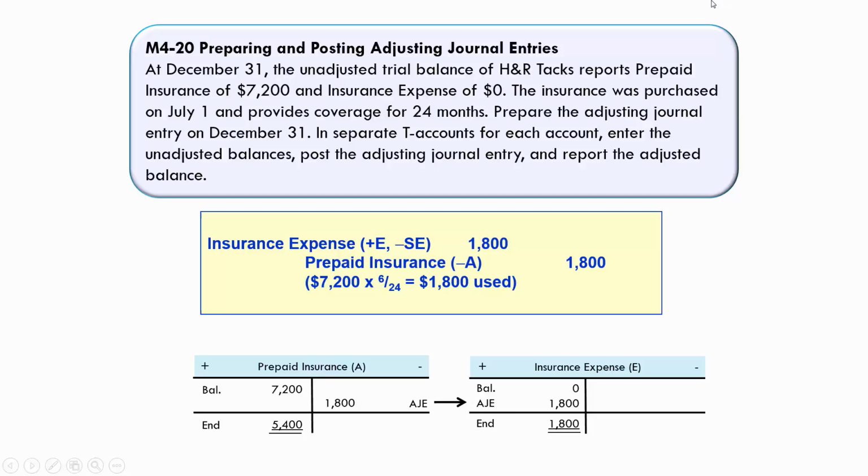And when we do this transaction, then we will end up with a prepaid insurance balance of $5,400. The 5,400 should represent the remaining 18 out of 24 months that are not used as of December 31st. So the 5,400 represents 7,200 minus 1,800, which is used up, or 5,400 for the remaining time period until they use up their insurance.